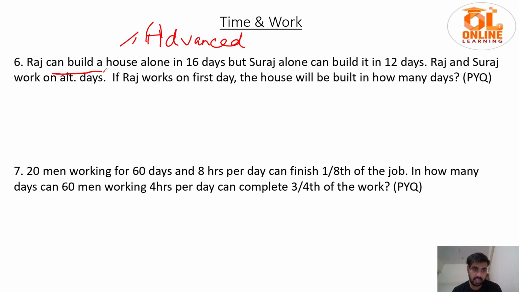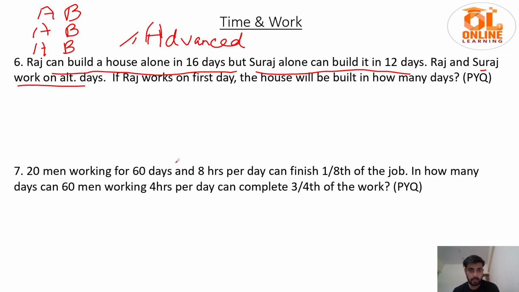Raj can build a house alone in 16 days, but Suraj alone can build it in 12 days. Raj and Suraj work on alternate days. Suppose A works on the first day, then the next day B will work. Again A works on the third day, and on the fourth day B will work. Like this way, A, then B. Okay. So Raj is the first person, Suraj is the second person.